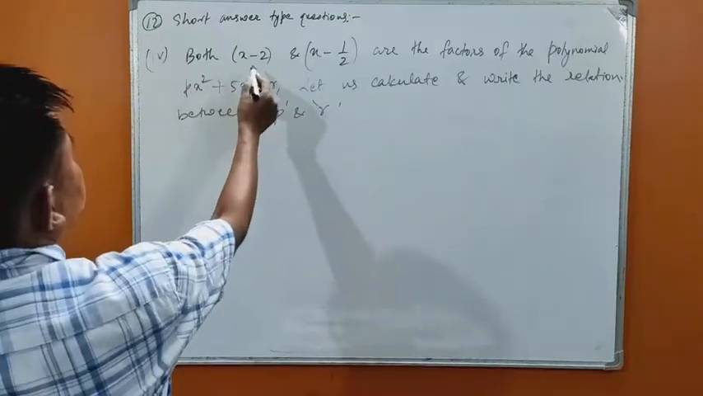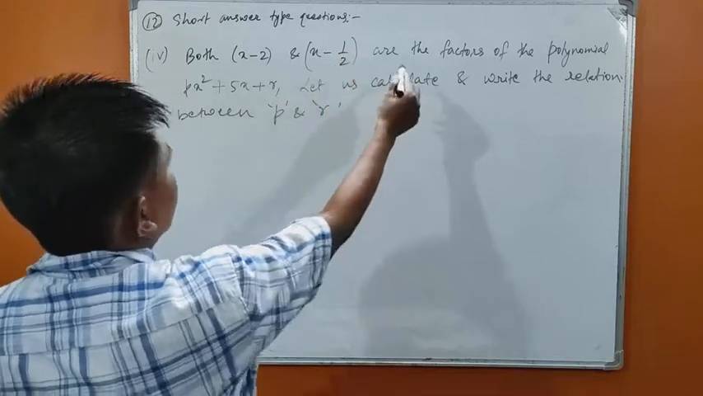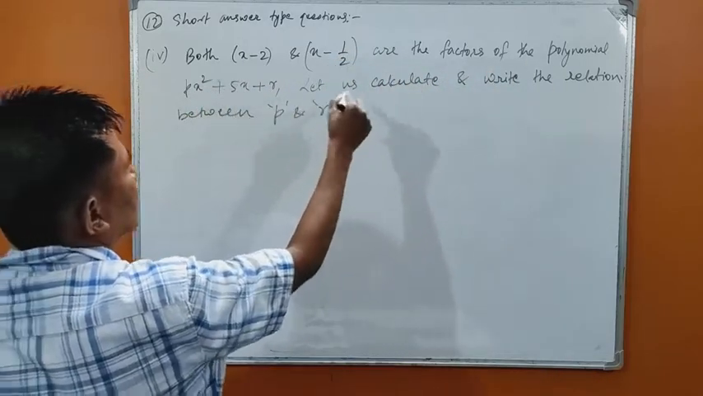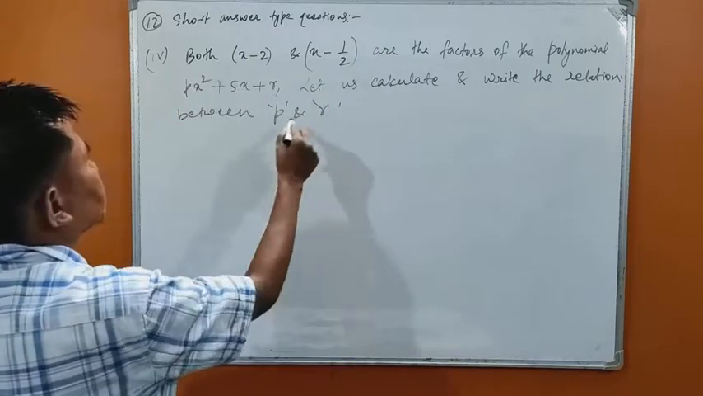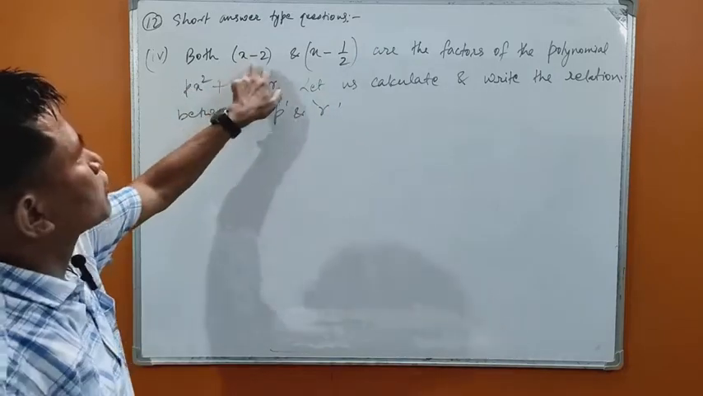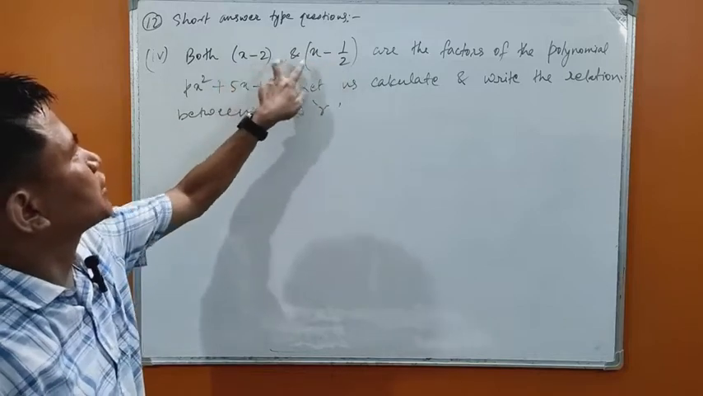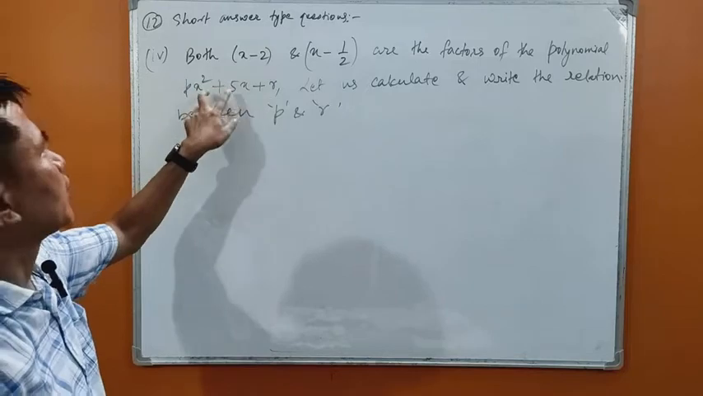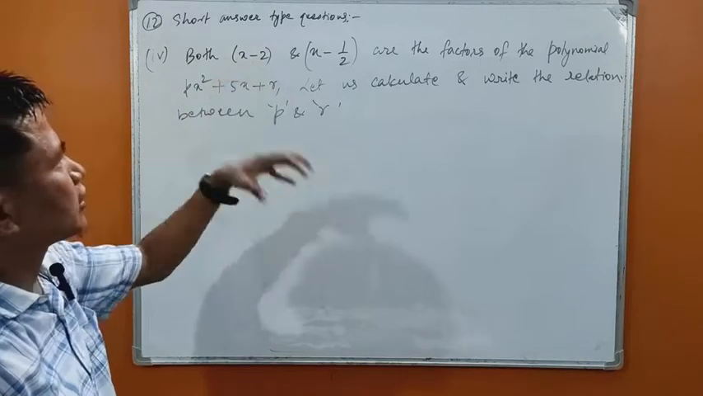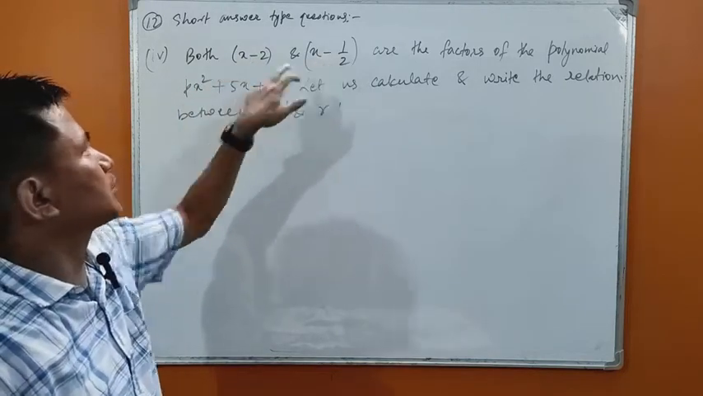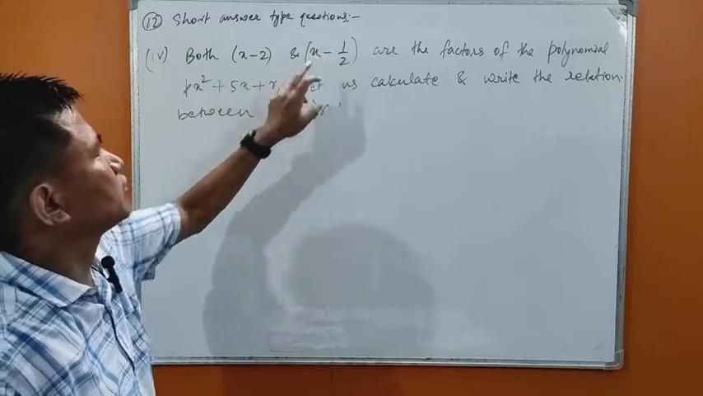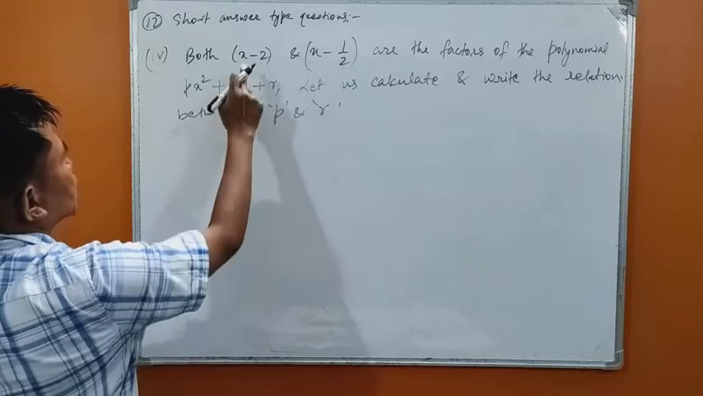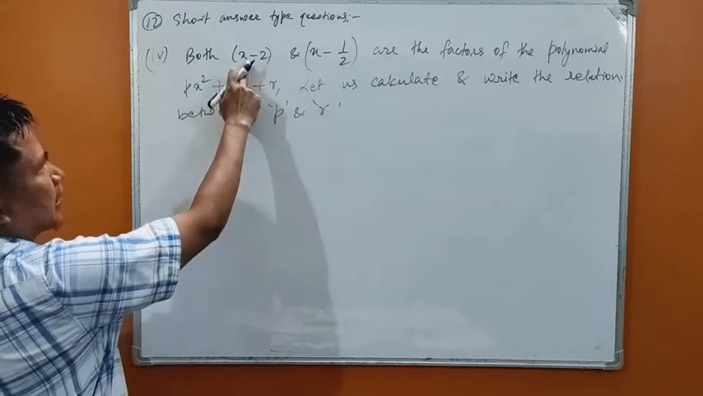Both x minus 2 and x minus 1 upon 2 are the factors of the polynomial px square plus 5x plus r. Let us calculate and write the relation between p and r. Both of these expressions are factors of this expression, which means when this expression is divided by x minus 2, the remainder becomes 0, and when divided by x minus 1 upon 2, the remainder becomes 0. Let us first solve with this and then with this.